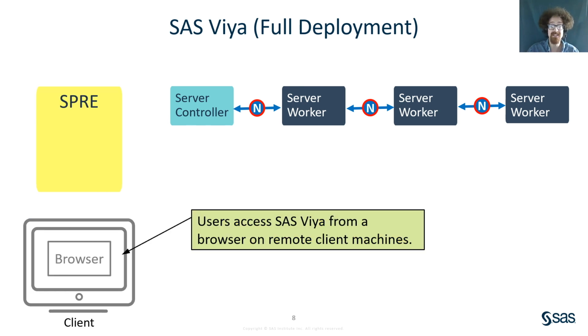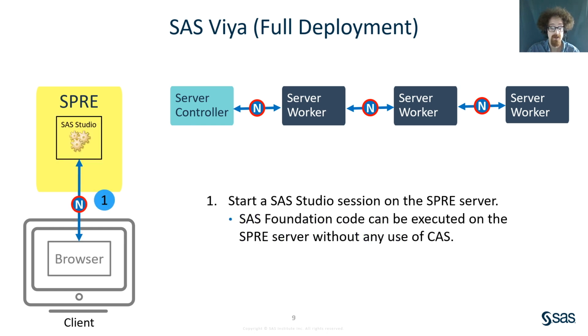Users access a SPRE session, and the CAS session, in fact, from a browser on a remote client machine, generally using a SAS Studio interface. First, you start a SAS Studio session on the SPRE server machine. At this point, you can execute traditional SAS code, your good old data steps and SAS procedures, on your SPRE session without any use of CAS.